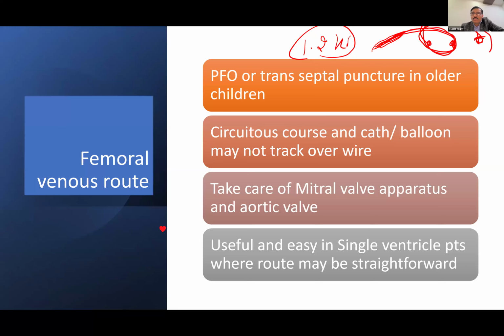But you may not be able to cross the catheter or balloon. And avoid mitral valve damage, aortic valve damage. Just take care that you're not pushing or pulling across the aortic valve. And especially it's useful in single ventricle patients because the route is maybe more straightforward. You may not have that much of a circuitous route, depending on anatomy.